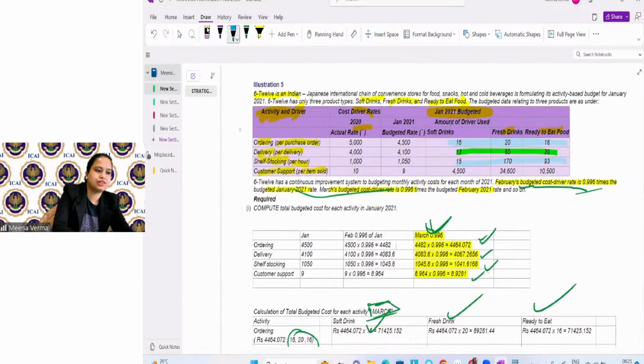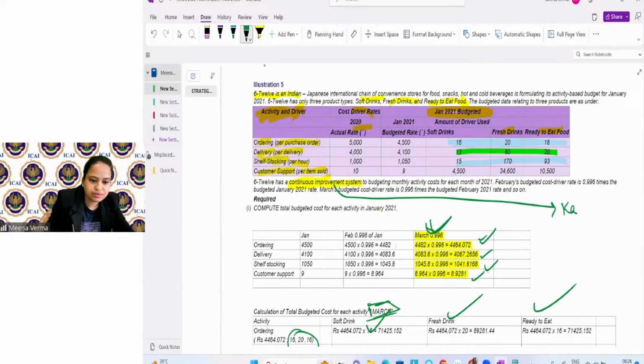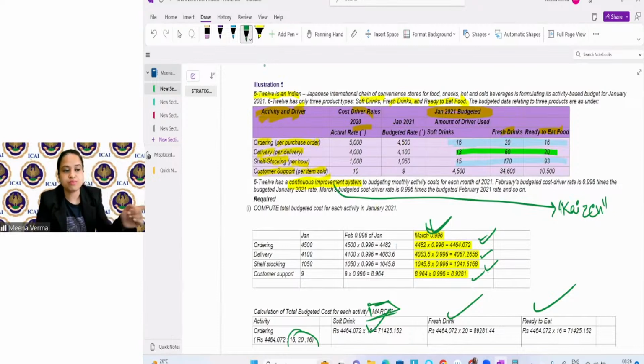Continuously improving. See, they have given you some information here. So what is happening here? The company is continuously improving the system. What is the meaning of this word here? The company has Kaizen. This is the meaning of Kaizen. The company is continuously improving the system. So when the company is continuously improving the system, what is happening from January to March?